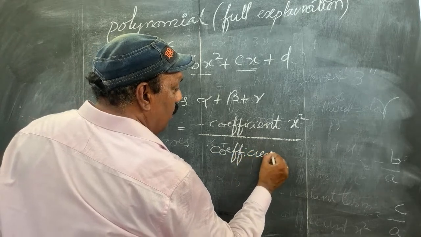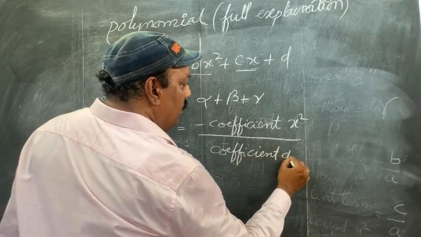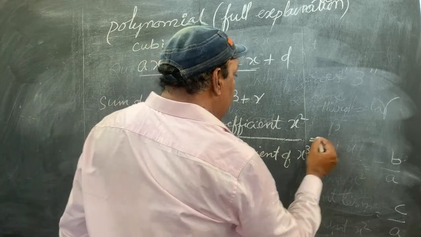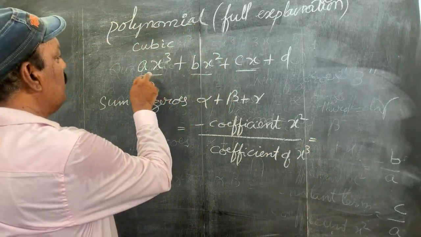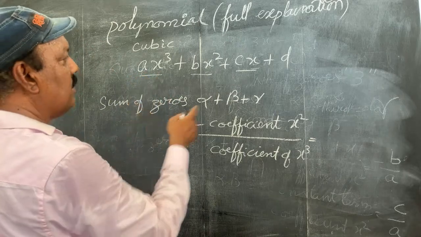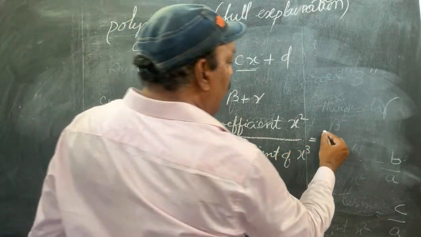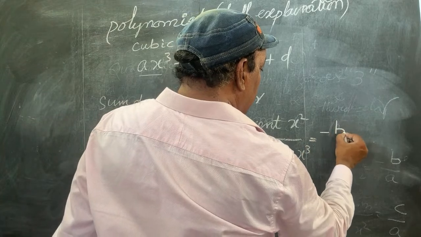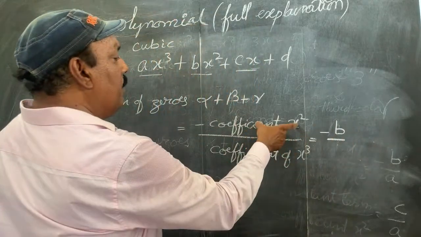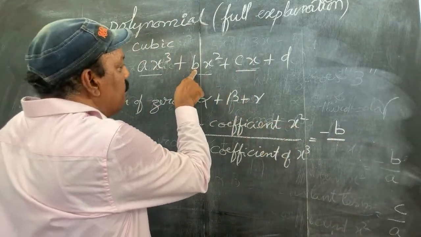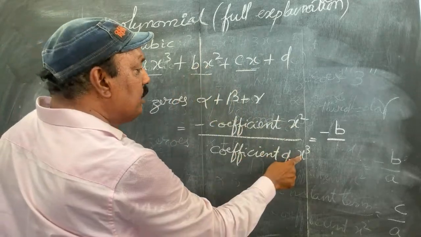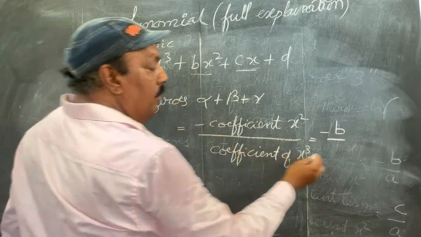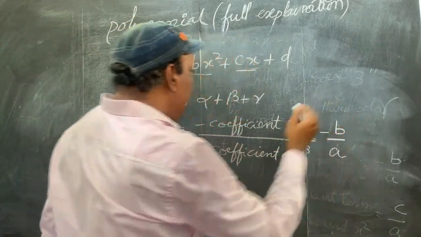Here, minus coefficient of x square: the coefficient of x square is b, so minus b. And the coefficient of x cube is a. So it is minus b by a.